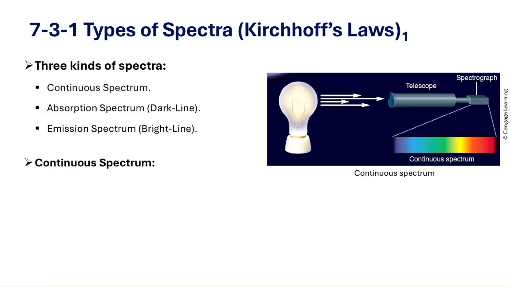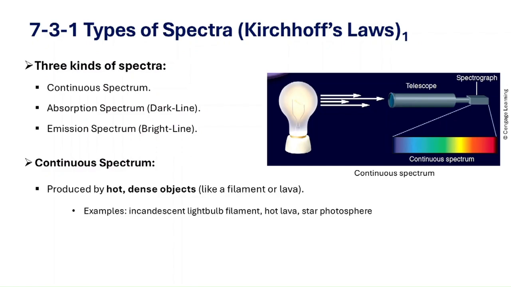Now the first law says a hot, dense object like a star surface, molten lava or even a heated filament in a light bulb produces a continuous spectrum. So this means all wavelengths of light are present with no interruptions. According to Kirchhoff's first law, if you have something hot and dense like the sun's photosphere or a glowing wire in a bulb, the light spreads smoothly across all wavelengths.